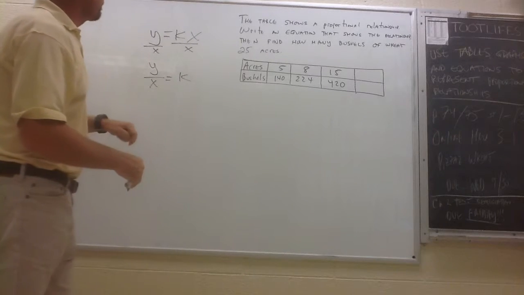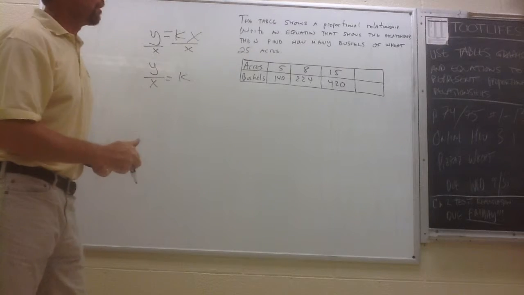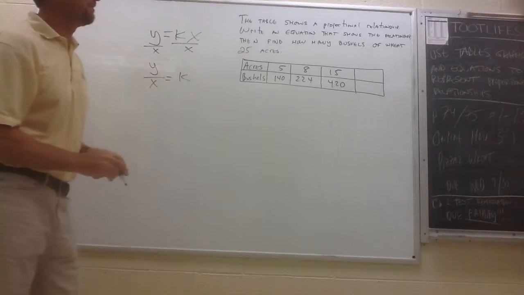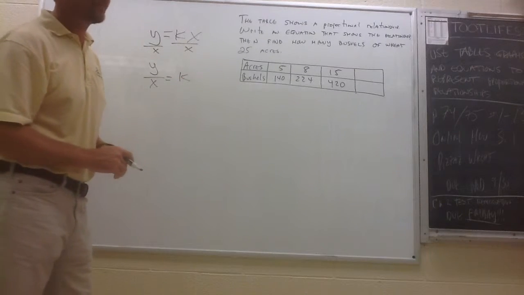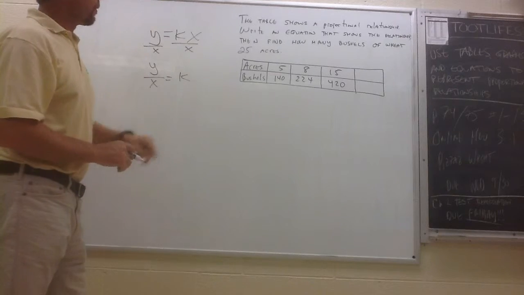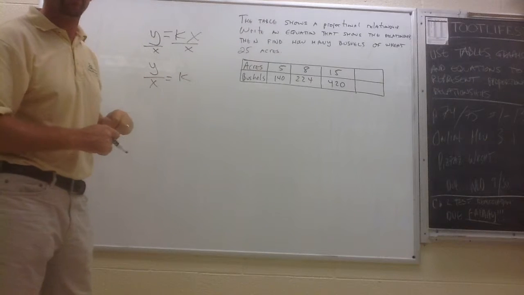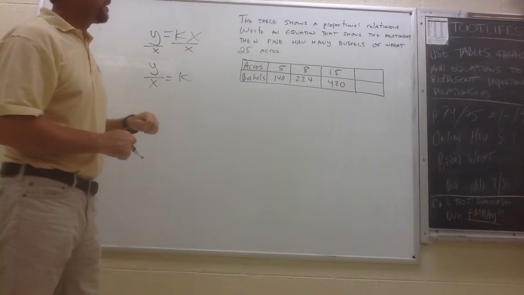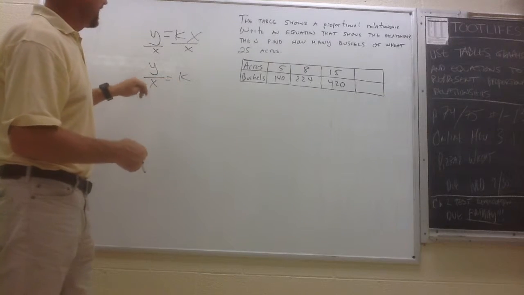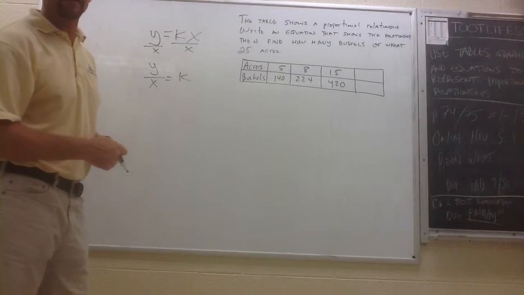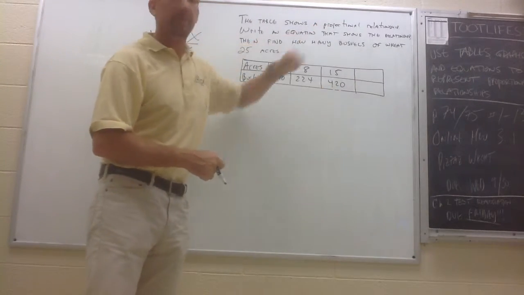So, if you look at the problem here, it says this table shows a proportional relationship. Write an equation that shows the relationship, then find how many bushels of wheat we could expect out of 25 acres. Okay, so we know that there is a constant ratio because it tells us that it's a proportional relationship. So we need to find out what is that ratio. We need to find k. And to find k, we would put our y value over our x value. Now it doesn't matter which one I pick because I already know they should all be the same.